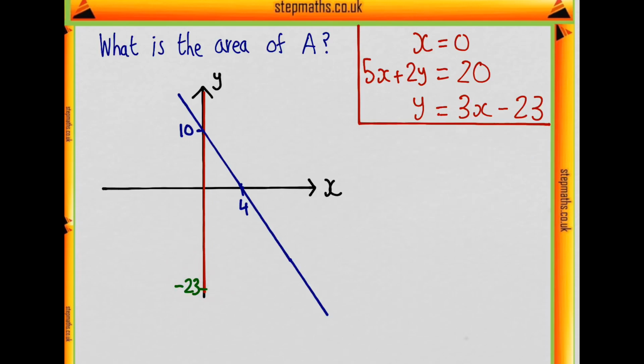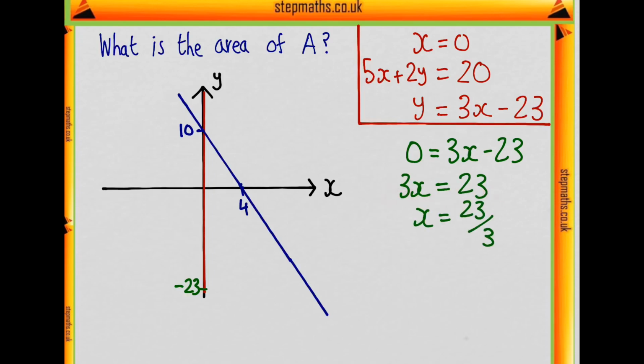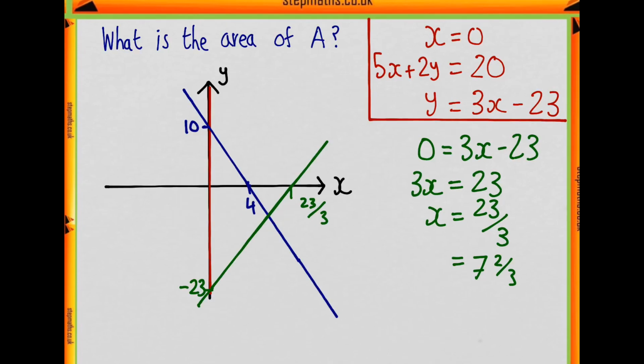And we can work similarly for y equals 0. So we substitute y equals 0 here. We get 0 equals 3x minus 23. So 3x is equal to 23. So x equals 23 over 3. Not particularly obvious where that goes on the graph, but you can rewrite it as 7 and 2/3. And so it's fairly obvious now it goes roughly here. And we can draw the line in as such.